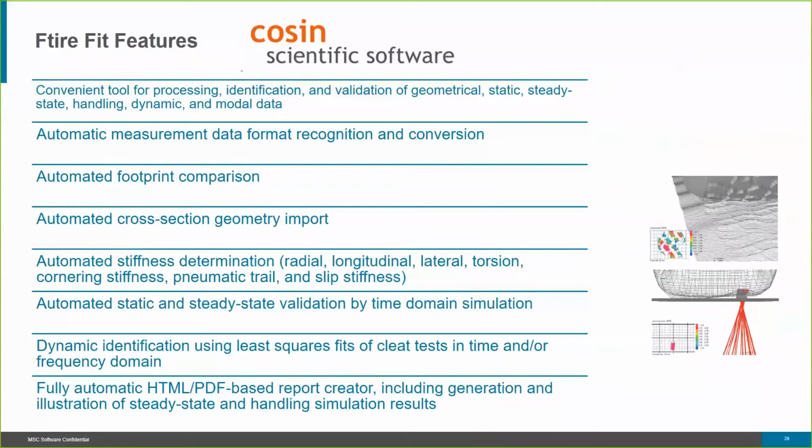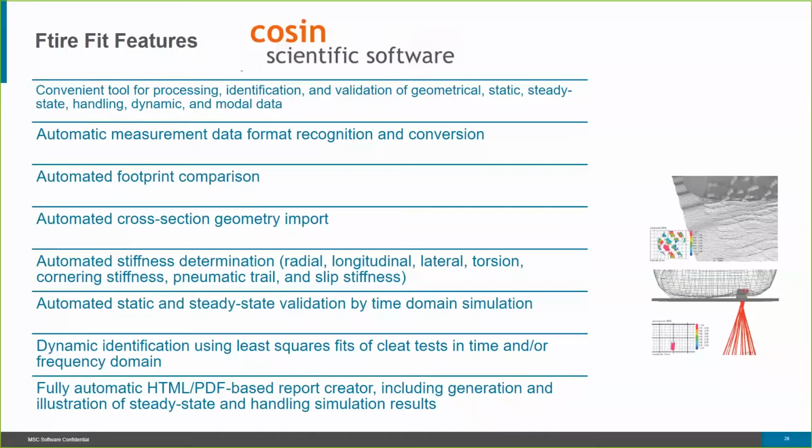It also has an automated footprint comparison, cross-sectional geometry import, and stiffness determination for radial, longitudinal, lateral, torsional, cornering stiffness, pneumatic trail, and slip stiffness as well. And it has automated static and steady state validation by time domain simulation, and a dynamic identification using least square fits of cleat tests.